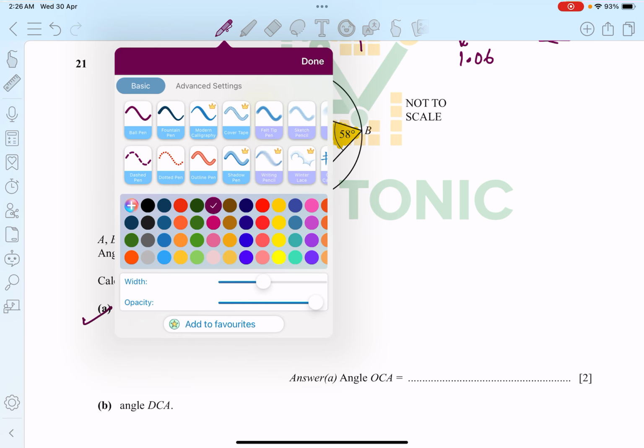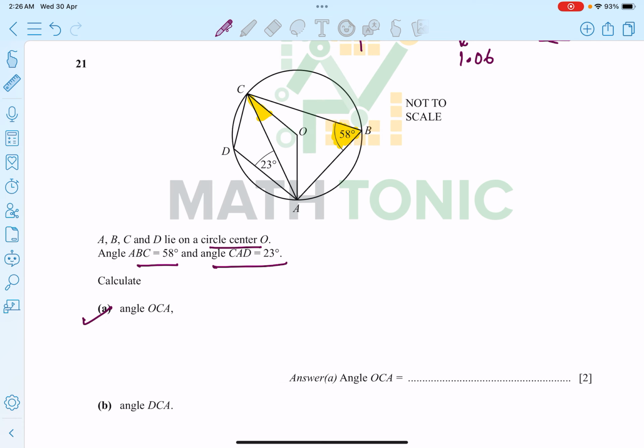So how to find this? Now you tell me, all of us know that the angle at the circumference is half of the angle at the center, correct? If this is 58, then this angle, the part I'm showing right now, should be 2 times 58, that equals 116 degrees. Did you get it?